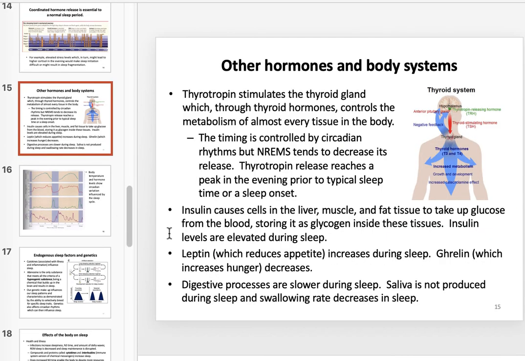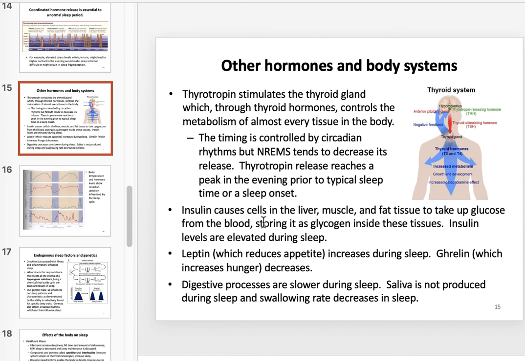And that's not it for hormones. You would think, perhaps it would be, but there are more. We've got the thyroid hormone system. So thyroid hormones are associated with metabolism, and we've got them reaching a peak in the evening prior to typical sleep.